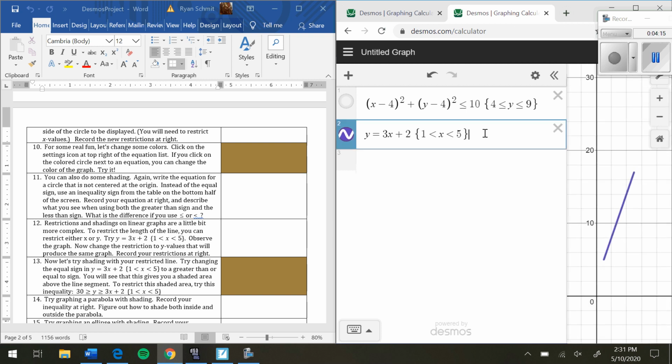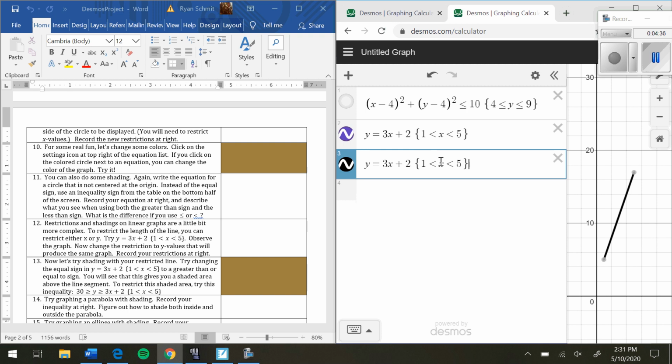I could also change this to be from, what would be this? From 5 on the y to about, what is it, 16 or so on the y. So you can do either in terms of x or y for restrictions. And actually, I'll show you that. What if I do it again, but instead of restricting the x's, let's change my y's.